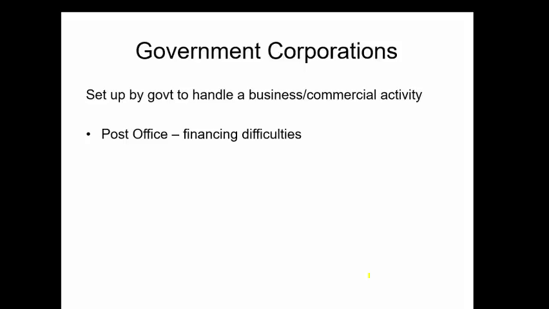But because of the internet and people not mailing letters as much as they used to, the post office has had ongoing financial difficulties for well over a decade or more, and has required the federal government to finance it. So it's operating in the red.